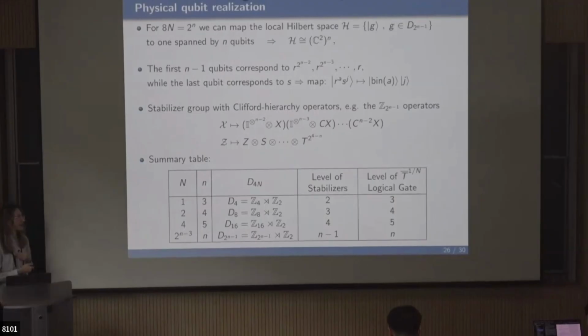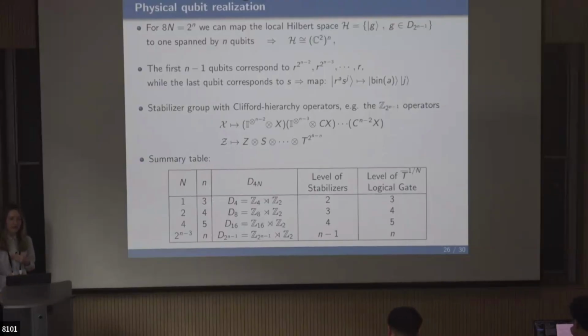Yeah, exactly. The number of physical qubits on each edge is the same as the level of the logical gate. So if you want to go one level higher, you need to add a qubit per site. But the check weight is constant in the QDIT description, but it increases in the qubit description. I see. Okay. So everything scales by one.